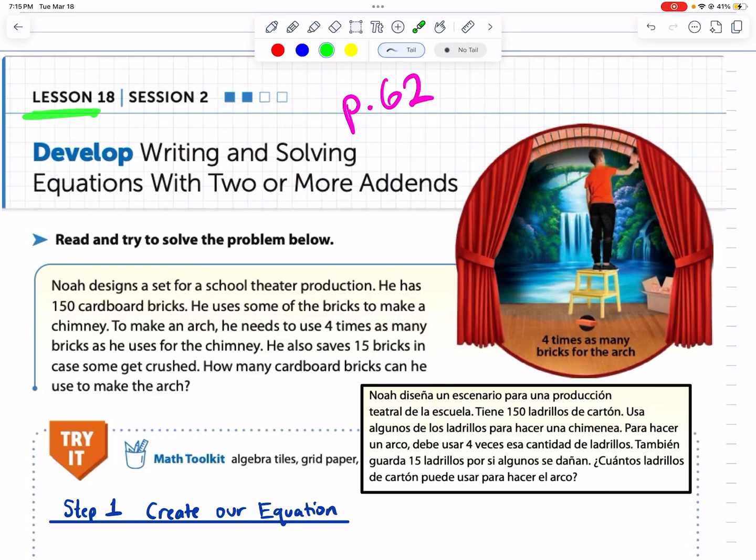Hello, you guys. We are on lesson 18, session 2. We are developing writing and solving equations with two or more addends.